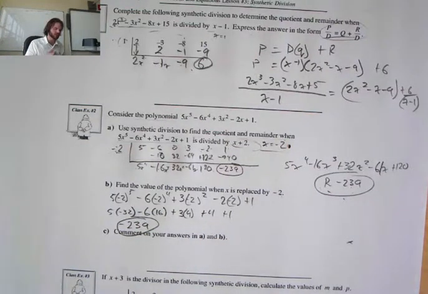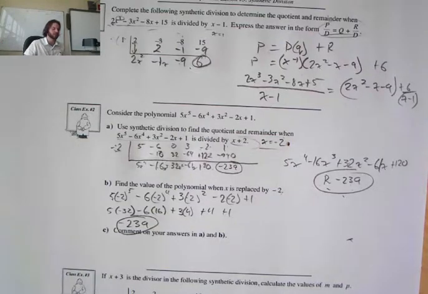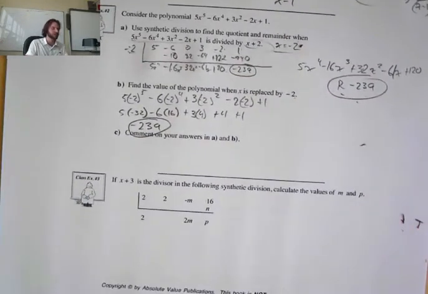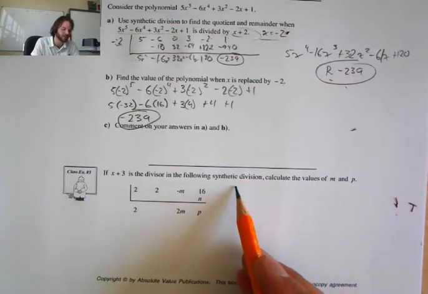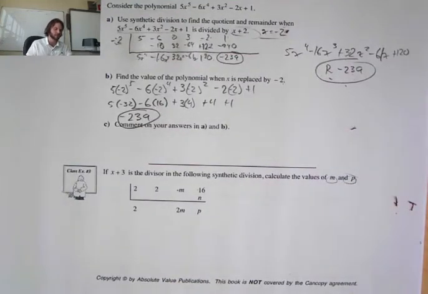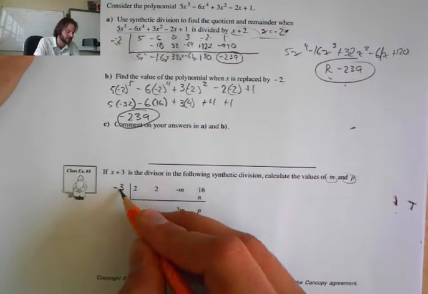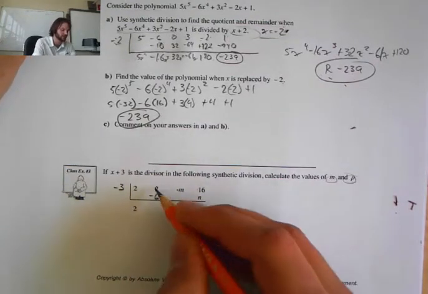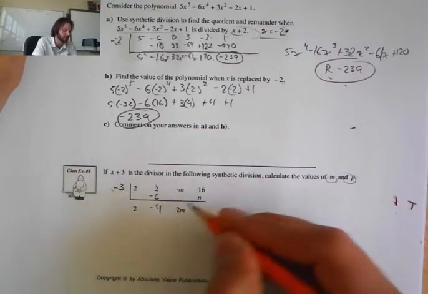That's kind of interesting. So comment on your answers in A and B. So the remainder is the same as replacing the polynomial by negative 2. And that's essentially what is happening. Let's take a look at the next question. It says, if x plus 3 is the divisor in the following synthetic division, calculate the values of m and p. So we want to find m and p. So this is going to be negative 3. So we have negative 6. This here, we add these together, I'm going to get negative 4 multiplied by negative 3 is 12.